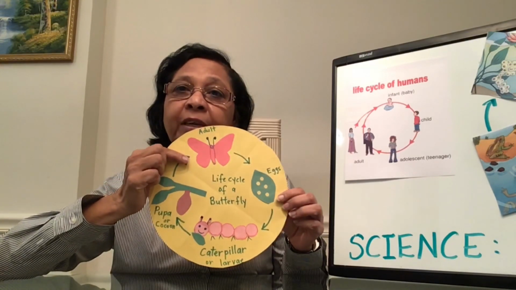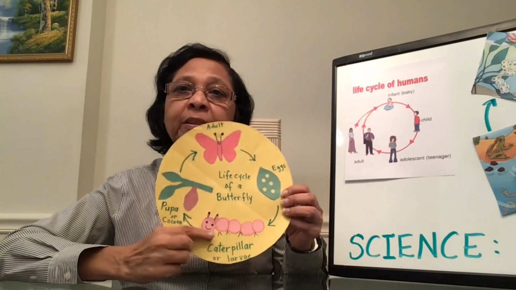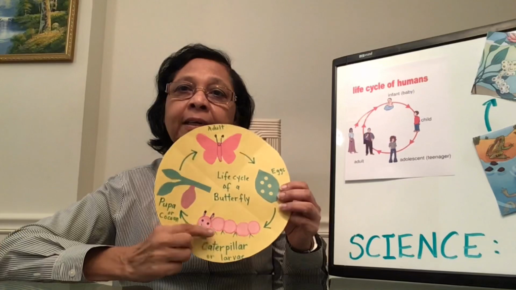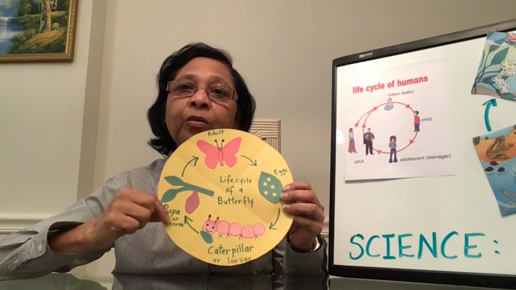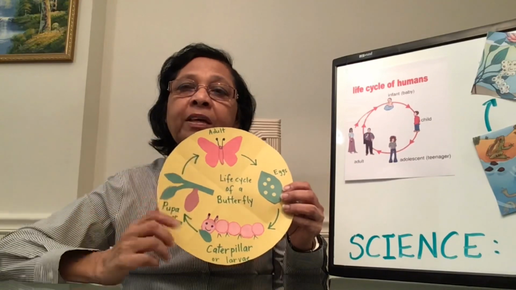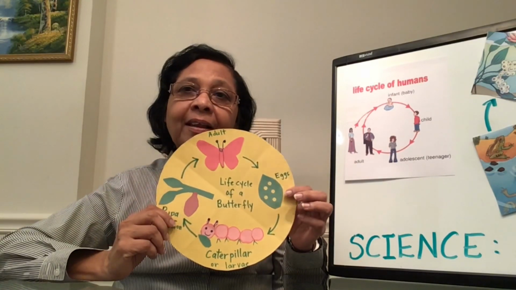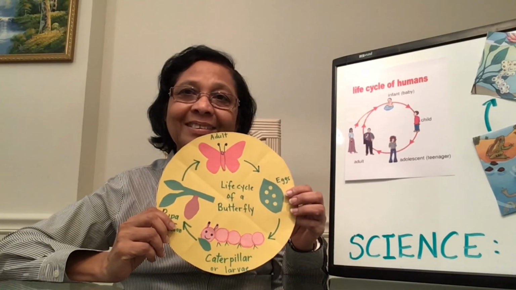Sometimes you see different names, which I shall point out to you. For the caterpillar, sometimes you see the word larva. So you have the egg, the caterpillar or larva, then you have the pupa or cocoon, and you have the adult. This is the life cycle of the butterfly. Let's look at a video showing the life cycle of the butterfly.